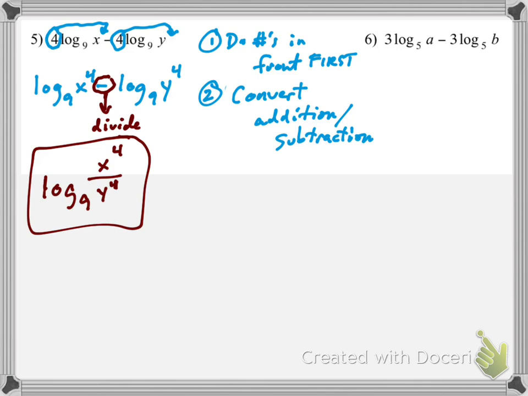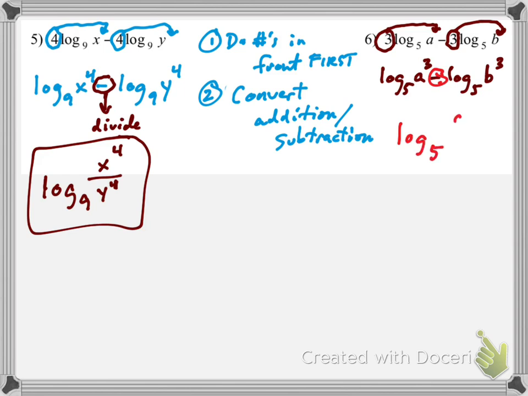Number 6 is the same thing. So I've got a 3 in front of both logs. I take this 3, move it into the exponent of a, and I take this 3 and move it to the exponent of b. So I've got log base 5 of a to the 3rd minus log base 5 of b to the 3rd. Okay? Well, again, subtraction means division. So I have log base 5 of a to the 3rd over b to the 3rd. And there's my answer.